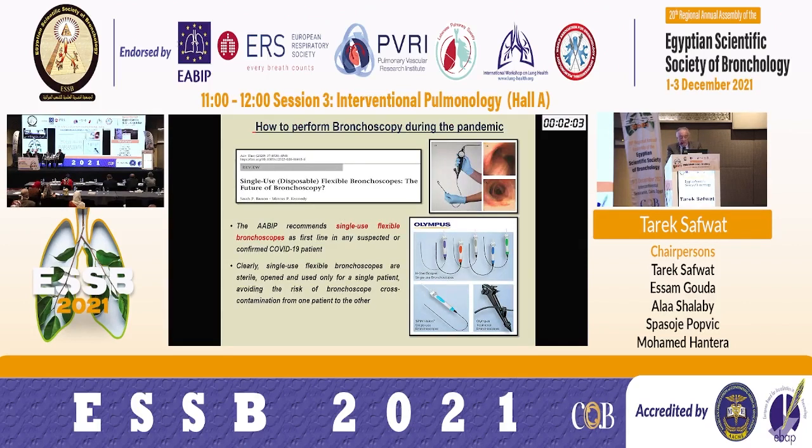If we have the facility to have a single-use flexible bronchoscope, it's quite expensive, but it's been adopted in some centers. The American Association of Bronchology and Interventional Pulmonology recommends the single use of flexible, disposable bronchoscopes as first line in any suspected or confirmed COVID-19 patient. Clearly, the single-use flexible bronchoscopes are sterile, opened, and used only for a single patient, avoiding the risk of bronchoscope cross-contamination from one patient to another. Of course, this is quite expensive and it needs a lot of money.